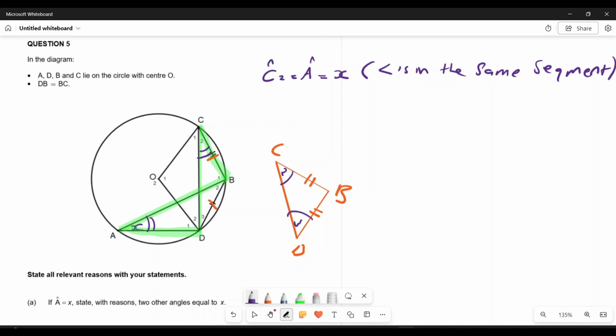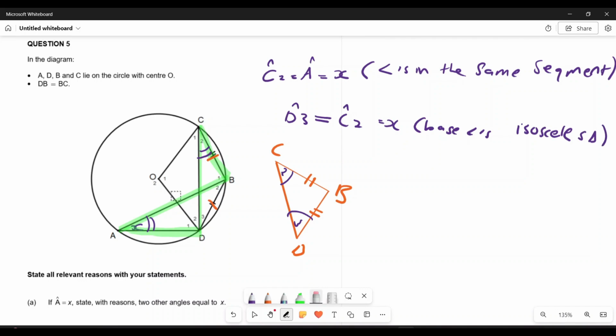So another angle that is equal to X will be my D3. Right, so I'm going to say D3 is equal to C2, and both of them are going to be equal to X. Why? Because these are base angles of an isosceles triangle, right? So I've identified two other angles that are equal to X.